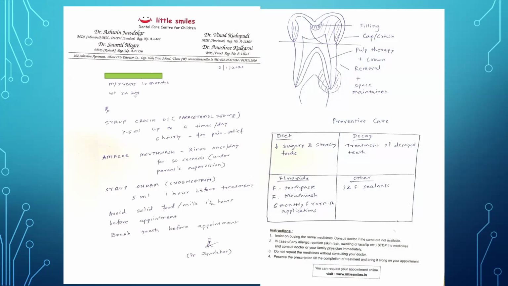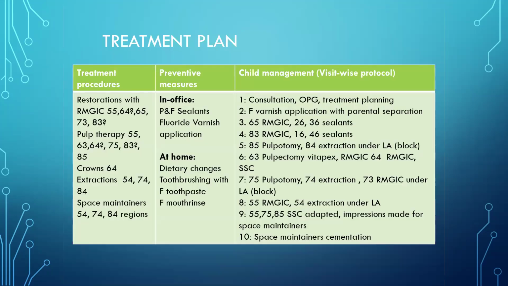And you can see a diagram of a tooth that I have drawn just to explain to them the spread of infection and what different treatment modalities would be necessary for different stages of a problem. So this is the entire treatment plan for this child. As I mentioned to you, there are three aspects of it: treatment procedures required, preventive measures required, and visit-wise protocol based on the child management.